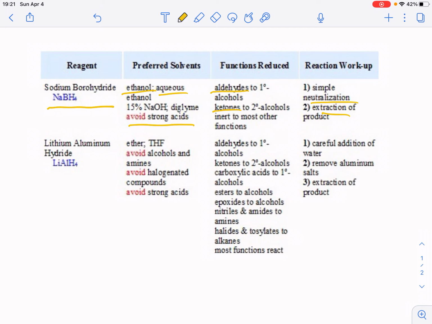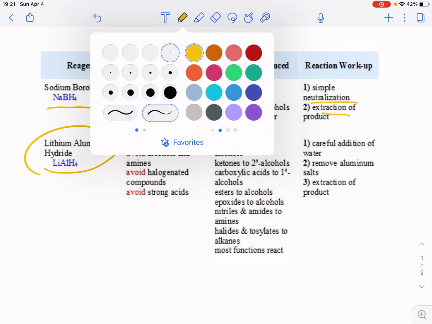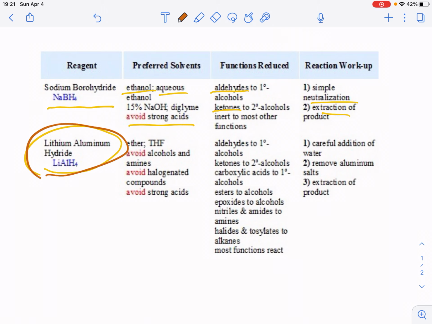Okay. If you use lithium aluminum hydride, then you will need to be a lot more careful, since it's a pretty strong reducing reagent. It will react with many of the common compounds you use, for example, ethanol, for example, methanol. They're going to react very violently, which is why you cannot use ethanol or methanol or any protic solvent together with it. Ether or THF are normally the preferable solvents for lithium aluminum hydride. And of course, you would also want to avoid strong acids, halogenated compounds, alcohols or amines, because it will react with all of those.